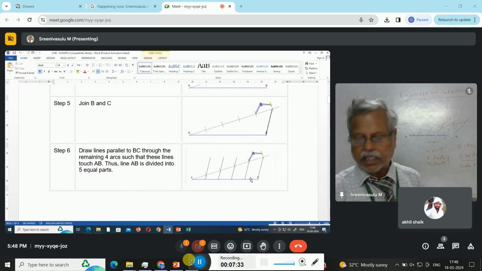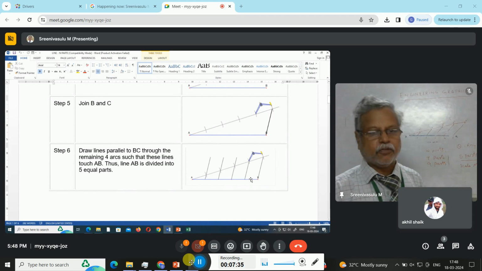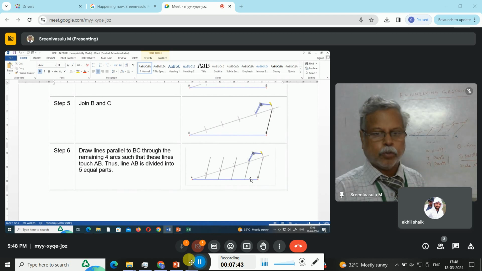Alternately, there is a provision for you to use a mini drafter. The advantage of the mini drafter is that once you tighten it at a particular position, wherever you move, the drafter will draw parallel lines automatically. Maybe in the next session, I will show you how to use the mini drafter.